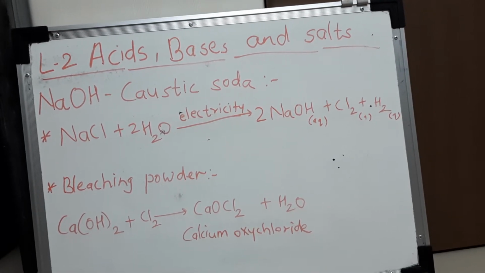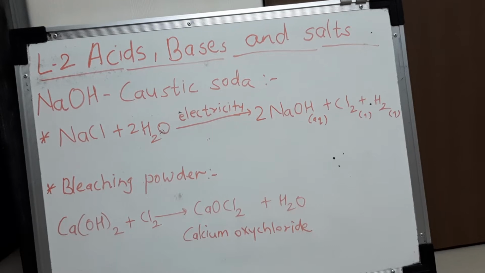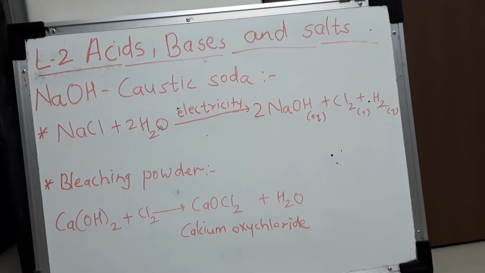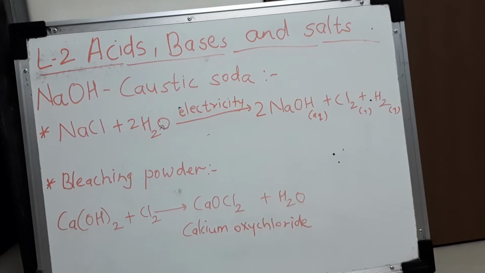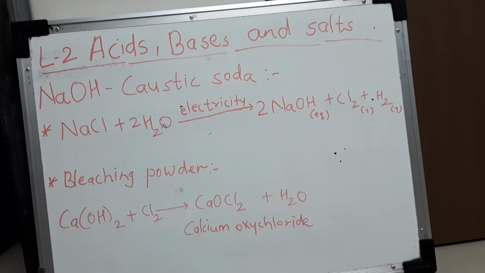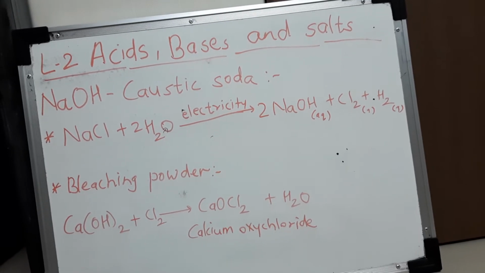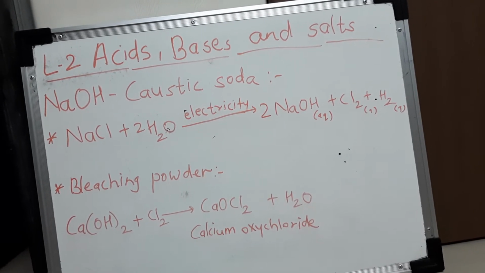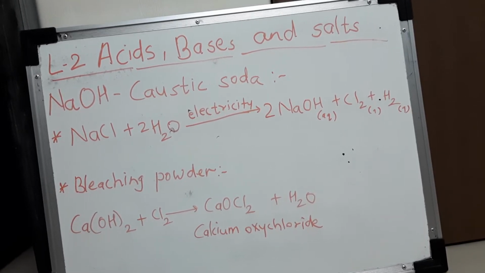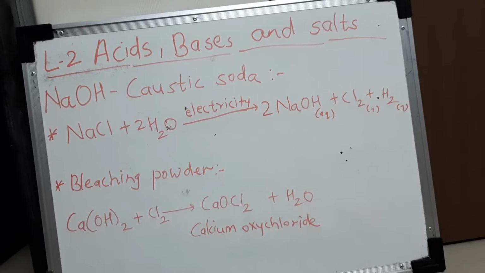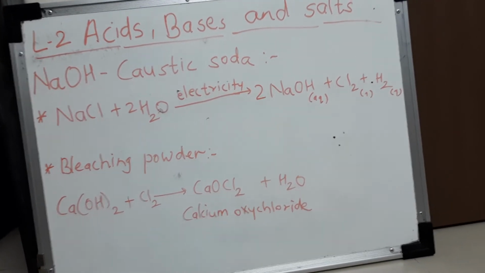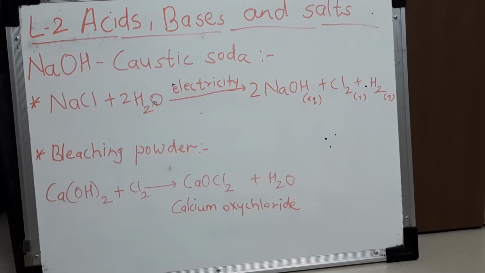Bleaching powder is used for bleaching cotton and linen in the textile industry, for bleaching wood pulp in paper factories, and for bleaching washed clothes in laundry. See, chlorine is a disinfectant. Therefore, it is used to kill germs. So it is used to sterilize drinking water as well as for disinfecting swimming pools. So these two reactions are very important.